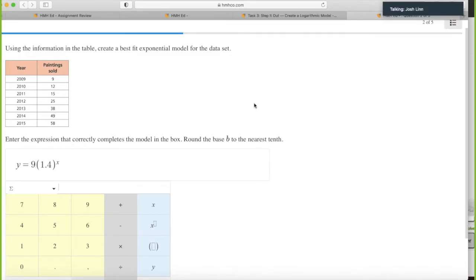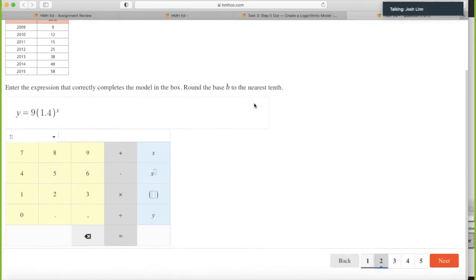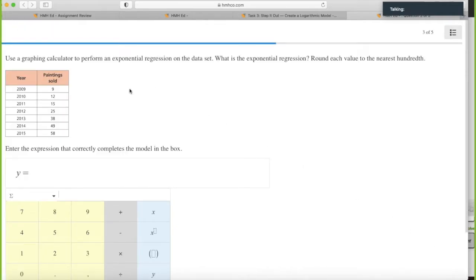So again, that f of 0 is what's going to help you find your a, quote unquote. Next up, use a graphing calculator to perform an exponential regression on a data set. What is the exponential regression? Round each value to the nearest hundredth.